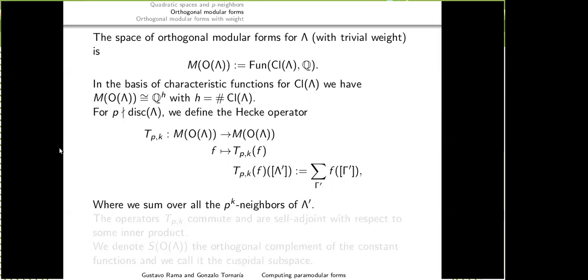Now, we can define Hecke operators in this space like this. We take P to be a prime that doesn't divide the discriminant of the lattice, and we define T_{P,K}, an operator that sends F to T_{P,K}F, and when we evaluate it in the class of a lattice lambda prime, we obtain the sum of F evaluated in the class of gamma prime, where gamma prime are all of the P^K neighbors of lambda prime.